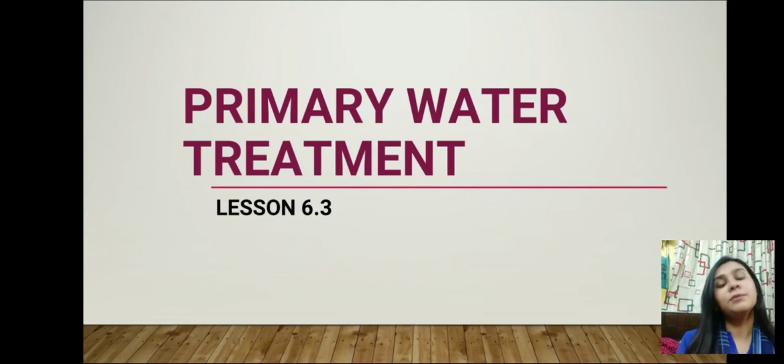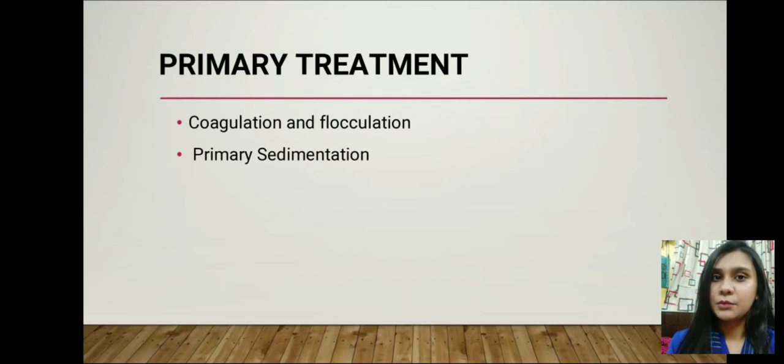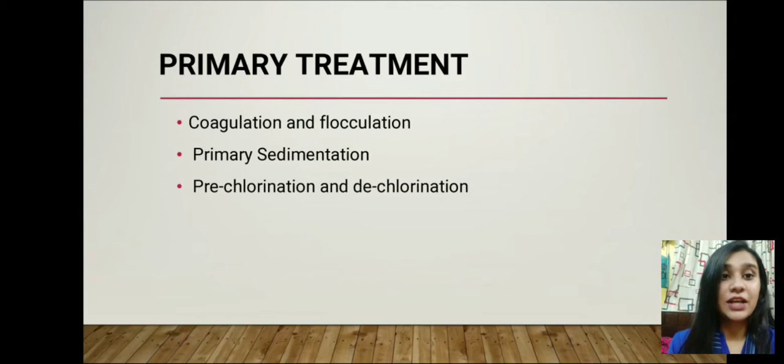I want to welcome you to another lesson of this course, which is primary water treatment. Primary water treatment occurs just after the preliminary water treatment. There are a lot of ways by which we can do this primary water treatment, and we are going to discuss them. First of all, in primary water treatment, there is coagulation and flocculation. There is primary sedimentation, pre-chlorination and dechlorination, and filtration. Also, there is disinfection.